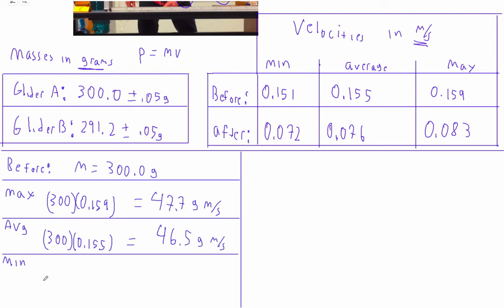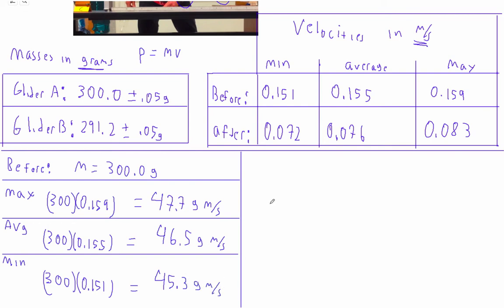Then let's do the minimum. So 300, the mass doesn't change. By the way, if you really want to find the max, you'd go 300 plus 0.05, and for the minimum, you'd go 300 minus 0.05. I'm just not going to do that. For the minimum, we'll use the minimum velocity, 0.151. Let's figure that out. This is 45.3 gram meters per second.